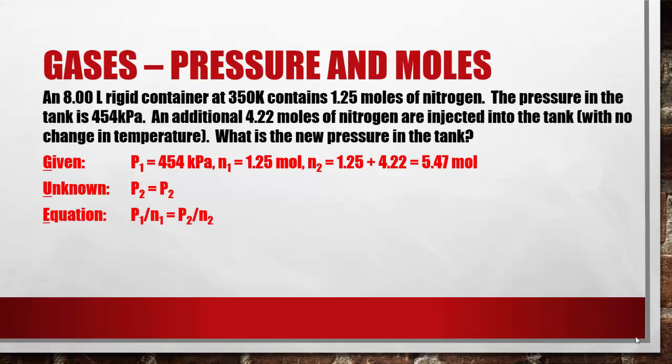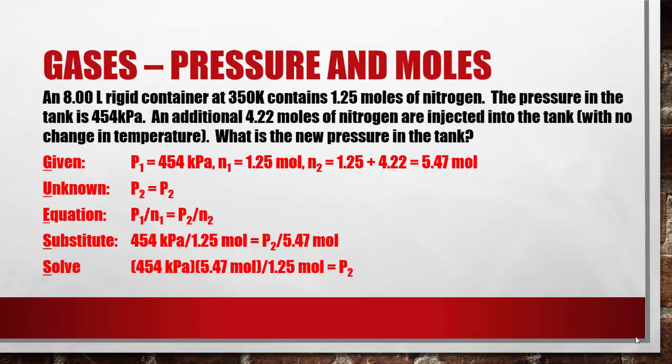We'll be using Avogadro's law. P1 over N1 equals P2 over N2. So now substitute what we know, and you come up with this equation: 454 kilopascals divided by 1.25 moles equals P2 divided by 5.47 moles. Now solve. So we're going to get P2 by itself, so we rearrange, multiplying both sides by 5.47 moles. Once again, notice the moles cancel out, leaving us with kilopascals. Do the math, you get 1,987 kilopascals.